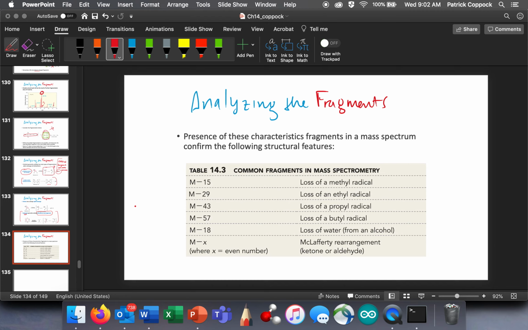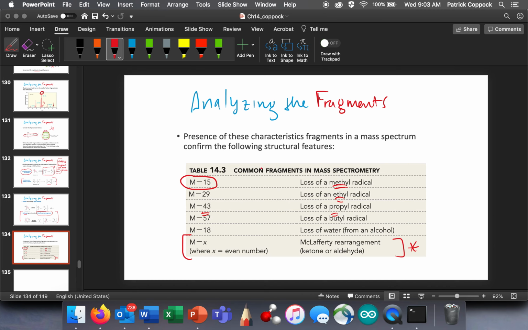All right, so the presence of these characteristic fragments in a mass spectrum confirm structural features. If we have an M minus 15 peak, oftentimes that means we lost a methyl group. If we have an M minus 29, it means we lost an ethyl group. M minus 43, we lost a propyl group. Does that make sense? And then M minus X, where X is an even number, we're going to come back to that in Organic 2. But for now, you can see how losing different pieces, the fragmentation, is going to give you these kinds of peaks.